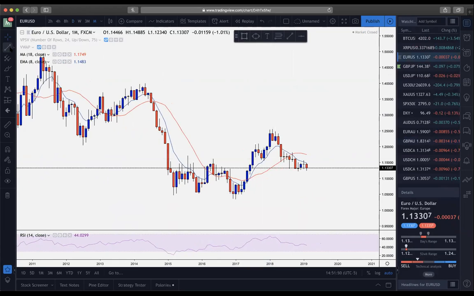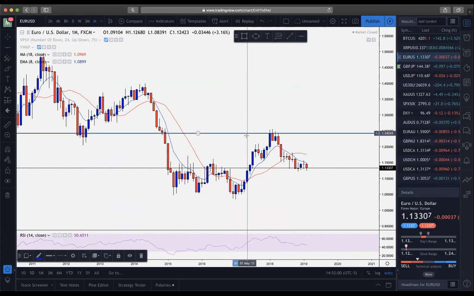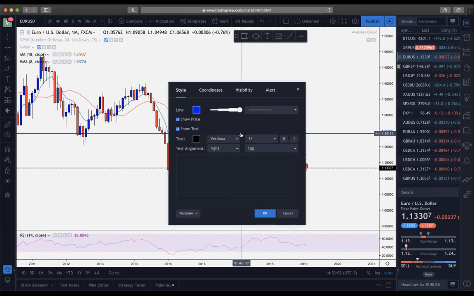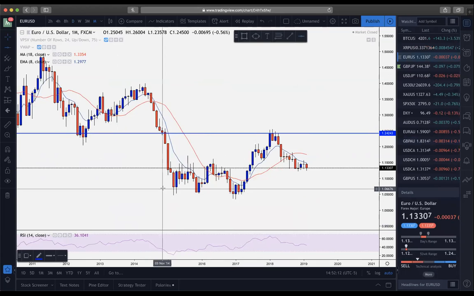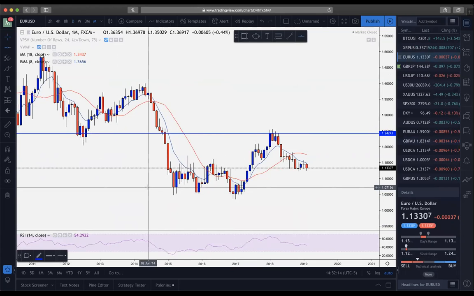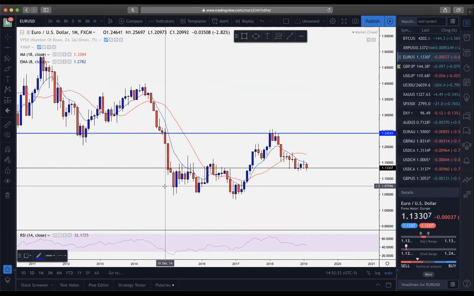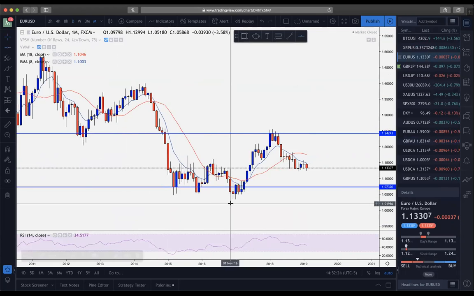Right off the bat, I see where we made a resistance. Now, I don't know if you remember resistance and support. Bullish, bearish is going to be resistance, and bearish, bullish is going to be support. I'm just marking where we first came down and made support right here on this monthly.